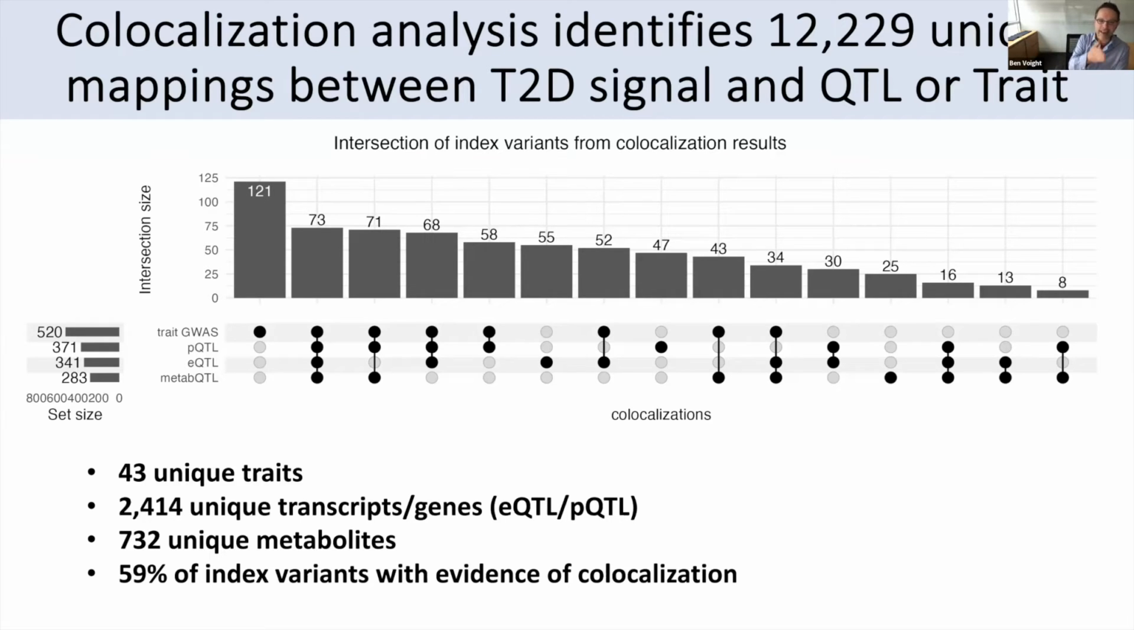The second column is probably an interesting one, where we have a colocalization with 73 signals that involve a physiological trait, a protein level expression, a transcript level expression, and a metabolite. And you can see that different signals have different overlaps with one or more of these markers. Just to summarize, ultimately we've got over 2,000 transcripts or genes implicated by either proteomics data or expression data, 730 or so metabolites implicated, and over 60% of our index variants have some kind of colocalization. So we're able to get a little more molecular clues about what these signals are doing.